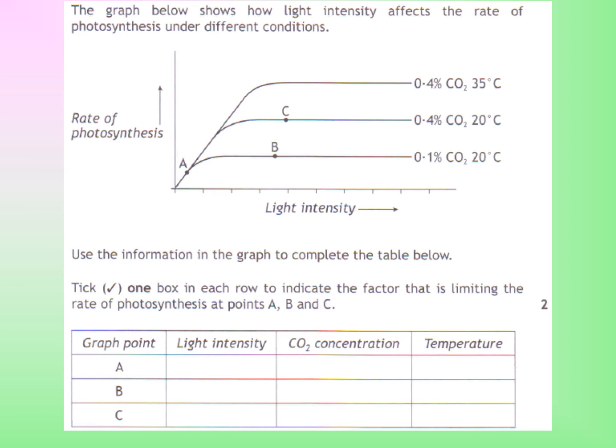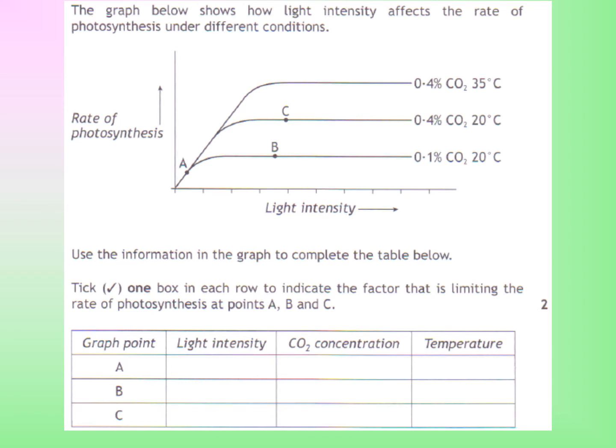Okay folks, so the graph below shows how light intensity affects the rate of photosynthesis under different conditions. So remember, when you're on the way up, you look down, and if you're on the level, you look up and spot the difference. And whichever is different and higher is what's affecting photosynthesis. So let's look at point A. What's affecting photosynthesis at point A?